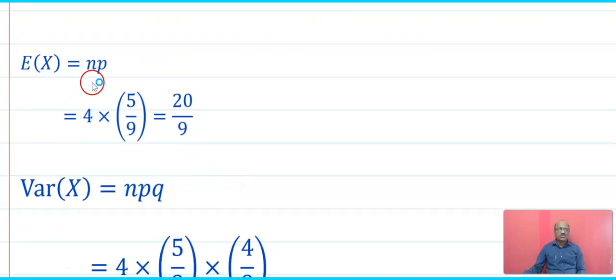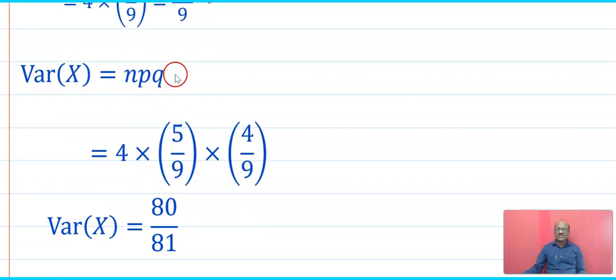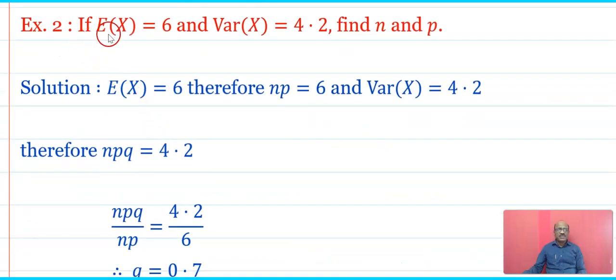E of x is equal to np, that is 4 into 5/9 is equal to 20/9, normal calculation. Variance of x means npq, which is 4 into the value of p into the value of q. Therefore, the variance of x is equal to 80/81. Next problem, if the E of x is 6 and the variance of x is 4.2, then what are the values of n and p?